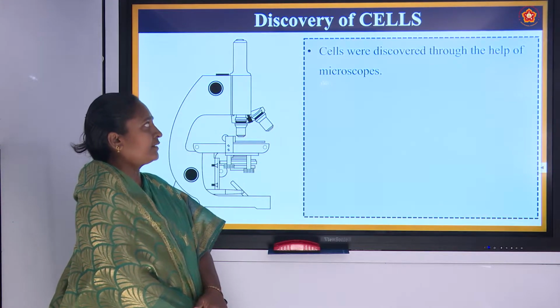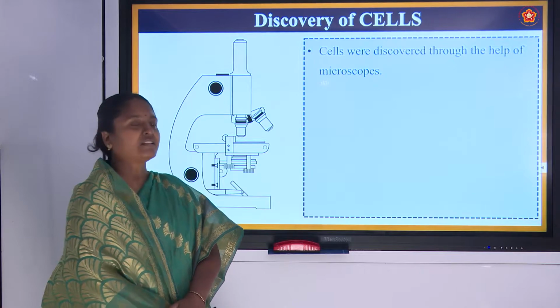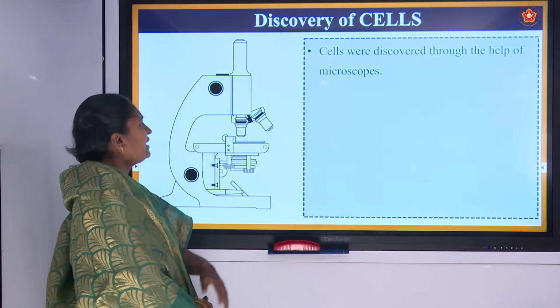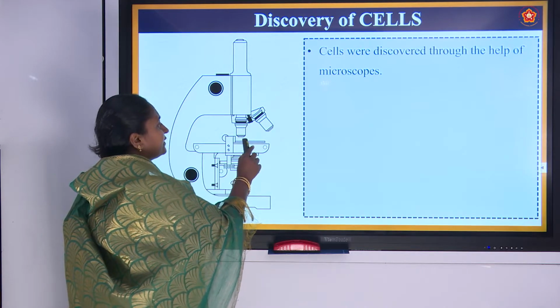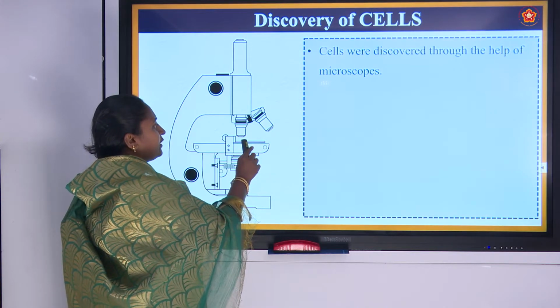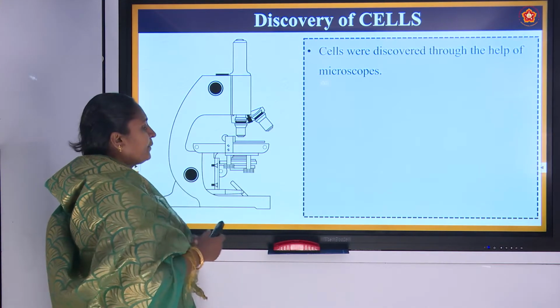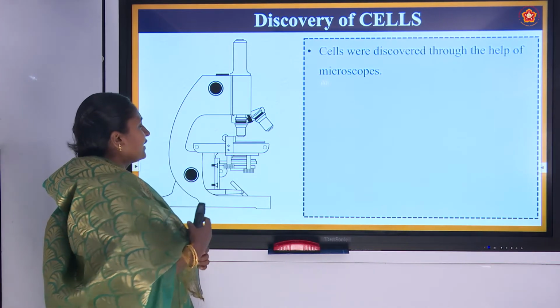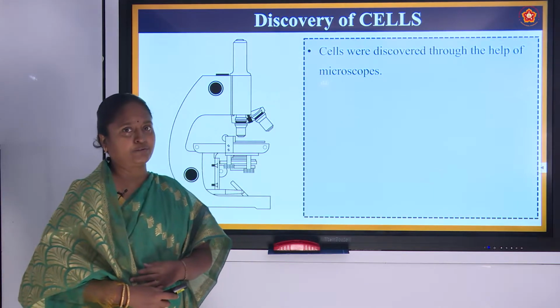The cell was first discovered with the help of a microscope. The microscope has many lenses, and these are known as objective lenses. Since they go nearer to the object, here only we will keep the object, and then we have the eyepiece on the top. Through that we are able to view it, and this is a common kind of compound microscope.